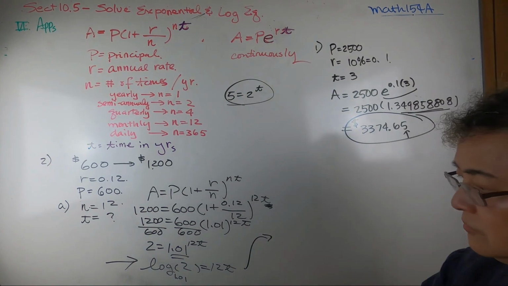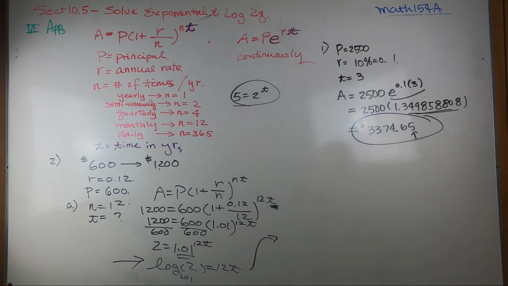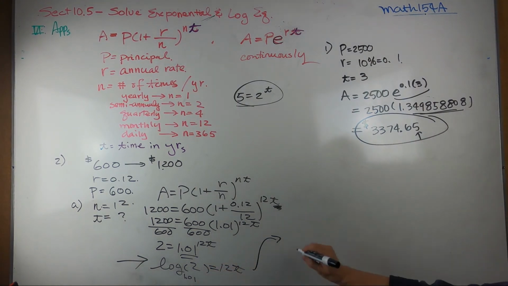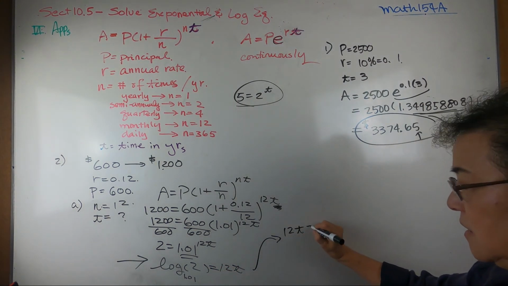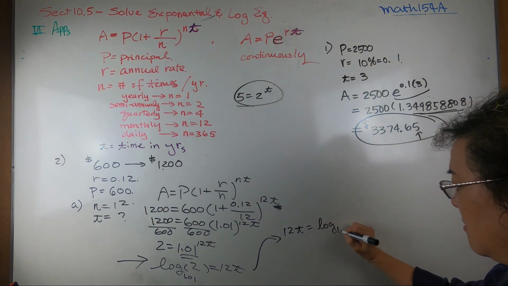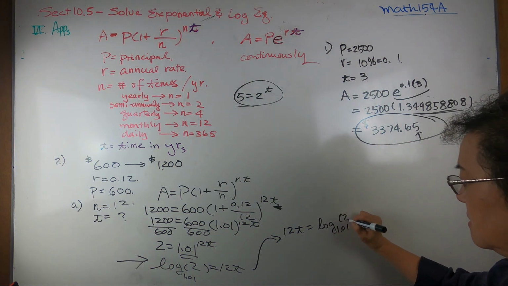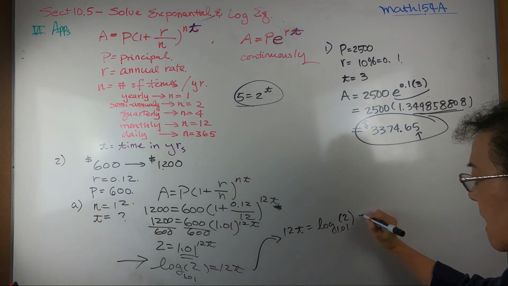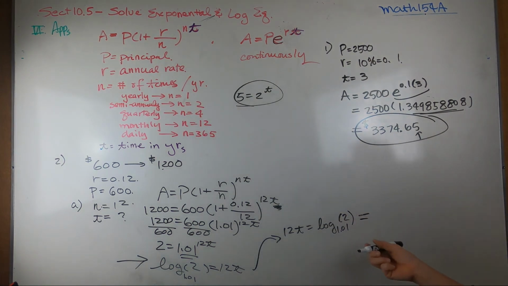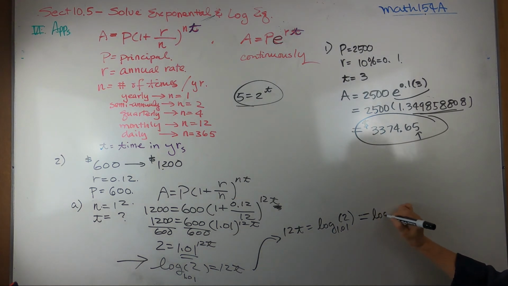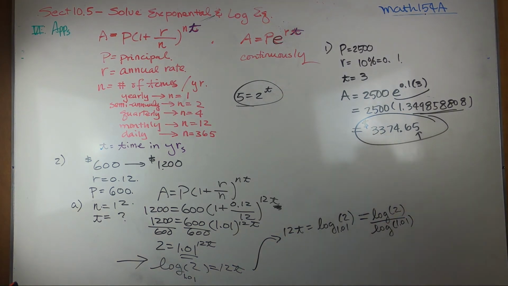You need to find the value, right? 12t equals log base 1.01 of 2. It's not the common log, base 10, and it's not base e, the natural log. You need to use what? The base change formula. You have to use everything you have learned so far to solve an application problem like this.